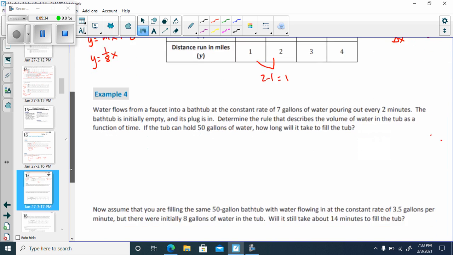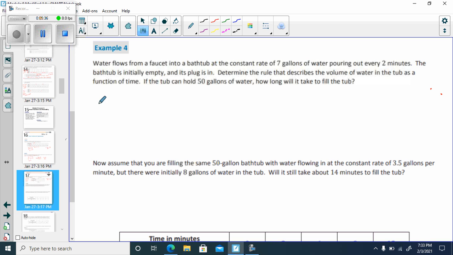All right, let's look at example 4. Water flows from a faucet into a bathtub. So if here's my bathtub, and I've got water flowing into it.